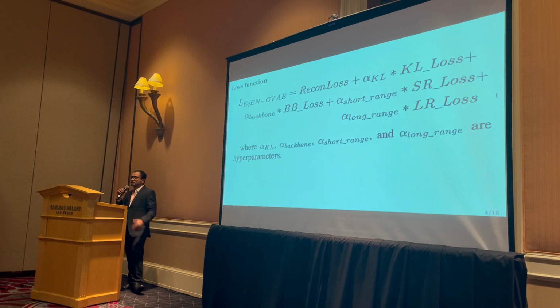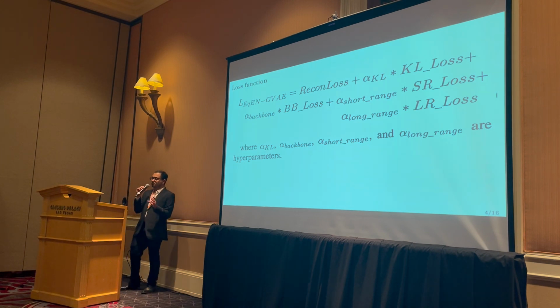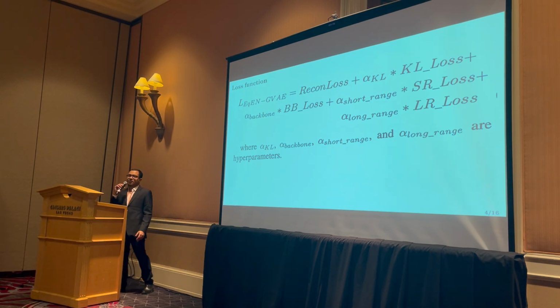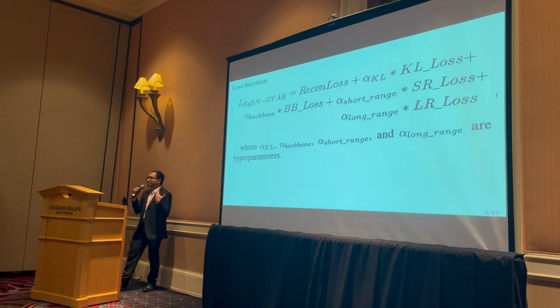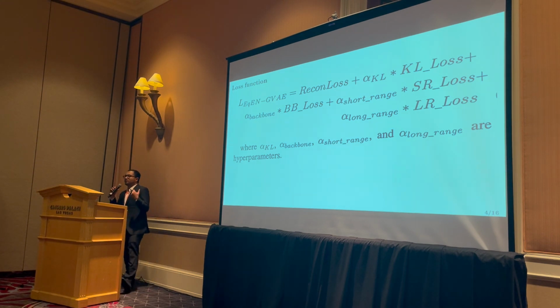As you can see here, we have used 4 different hyperparameters: alpha KL, alpha backbone, alpha short range, and alpha long range, for controlling the amount of effect that a particular loss function can have on the total model.